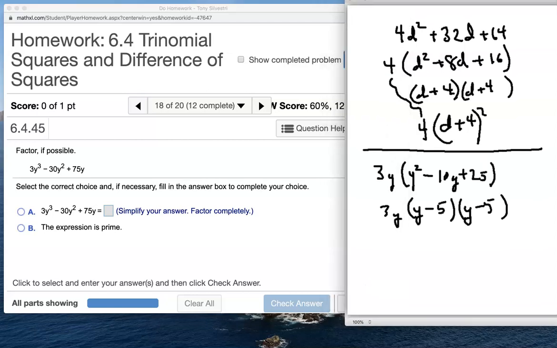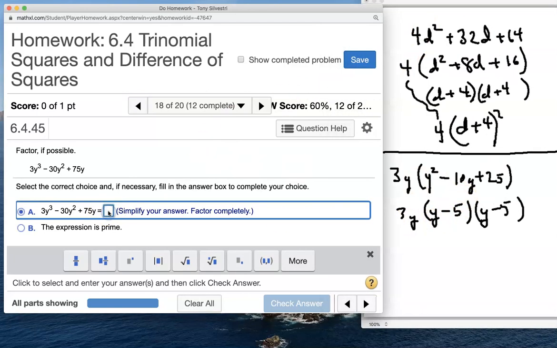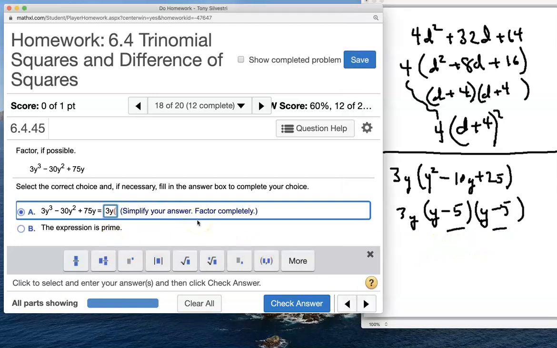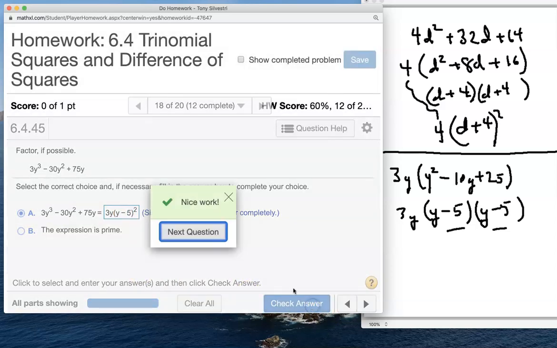And the cool way is to say, geez, 3y is part of the answer. So write down 3y. The cool way is to recognize that that is a factor and that's a factor, and they're the same factor. So you've got 2 of those factors. So I take the y minus 5 bundle and square it. Check your answer, and there you go.